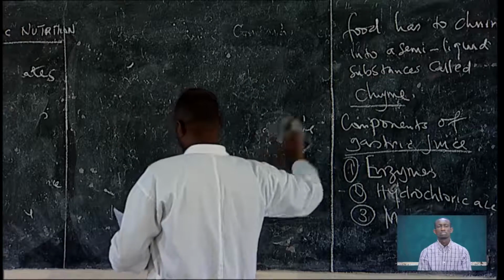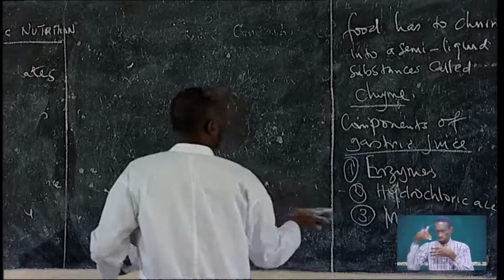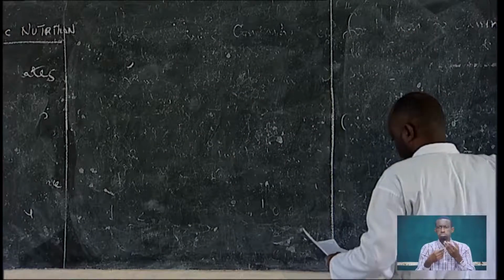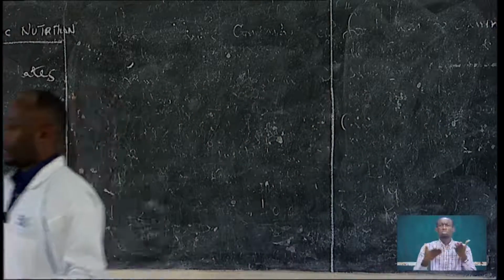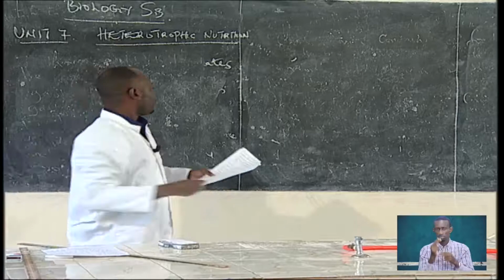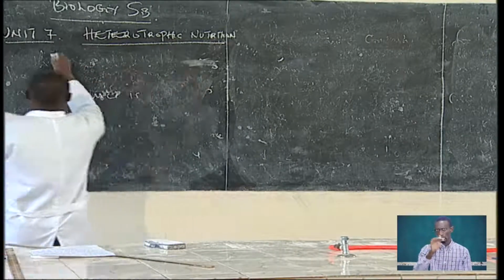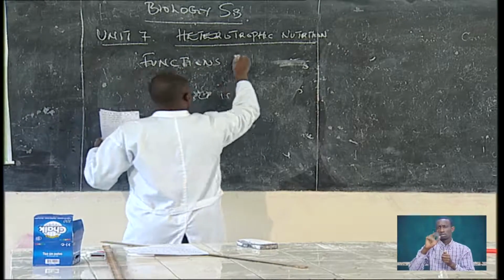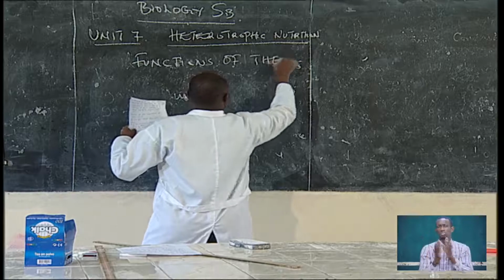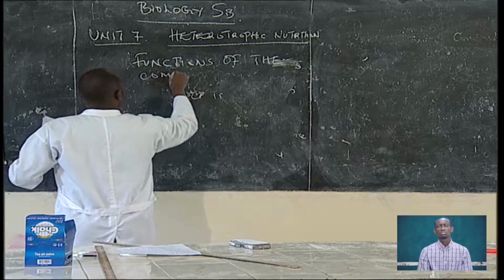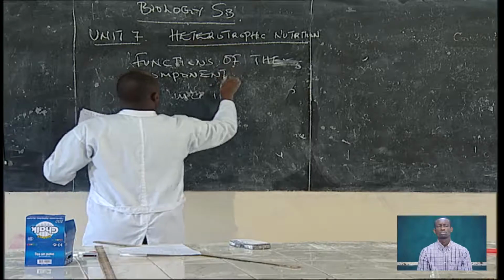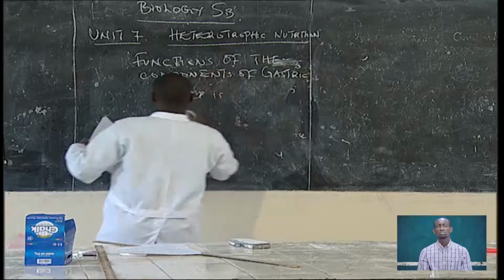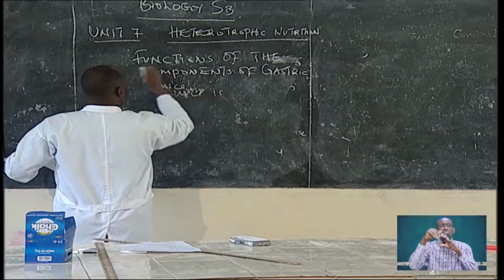Let's talk about the components of gastric juice. What are the major components of gastric juice? I said one is hydrochloric acid. Functions of the components of gastric juice.